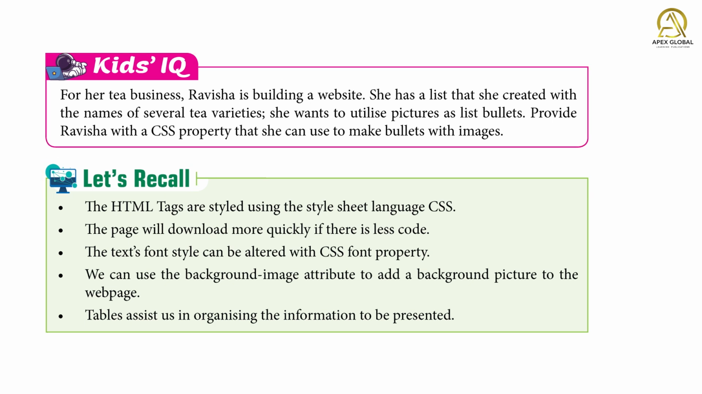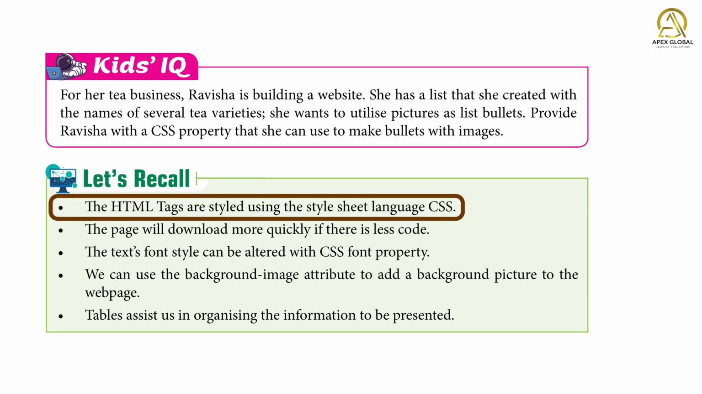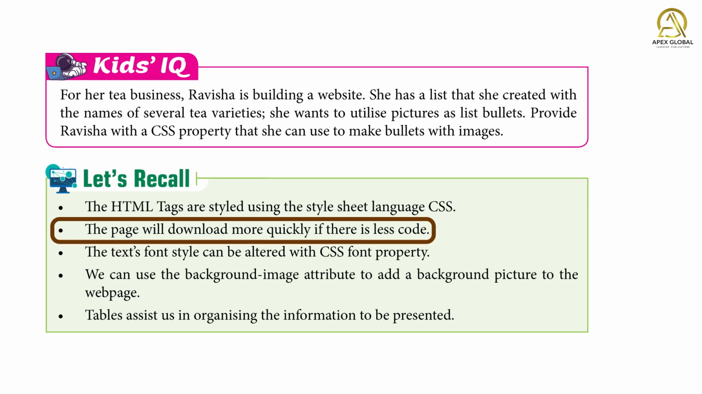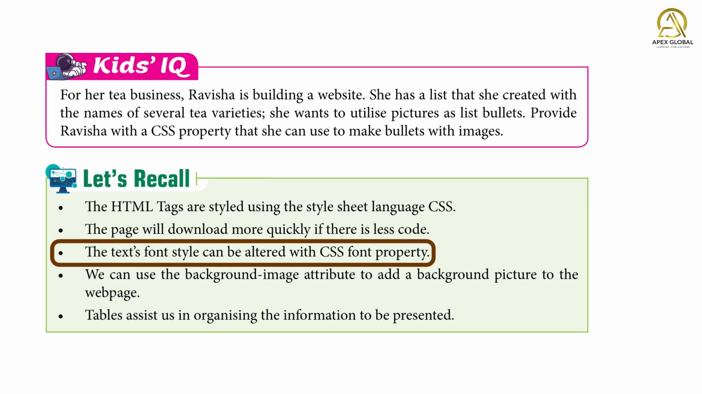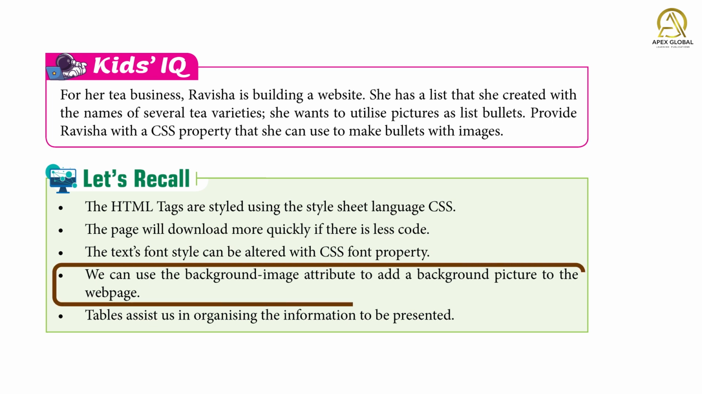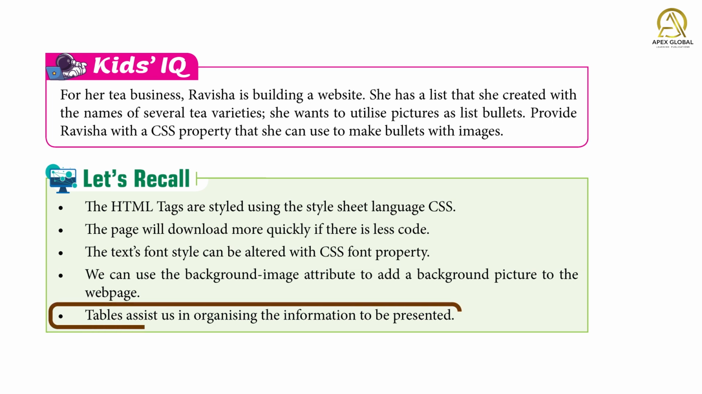Let's recall. The HTML tags are styled using the style sheet language CSS. The page will download more quickly if there is less code. The text font style can be altered with the CSS font property. We can use the background image attribute to add a background picture to the web page. Tables assist us in organizing the information to be presented.